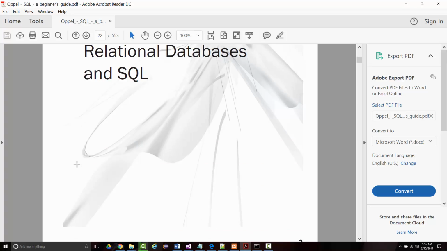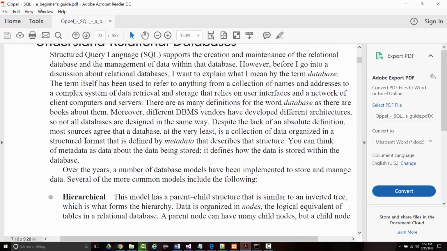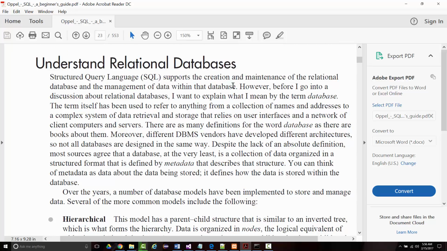All right, so Chapter 1, Understand Relational Databases. Remember, SQL is kind of the driver for all this. And if we looked at some of the major relational database management systems, like Oracle, MySQL, SQL Server, etc., those are subsets of SQL, the structured query language. So as it says, SQL supports the creation and maintenance of the relational database and the management of data within that database.